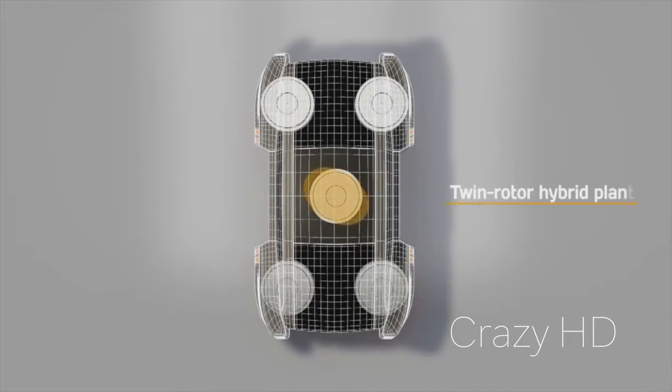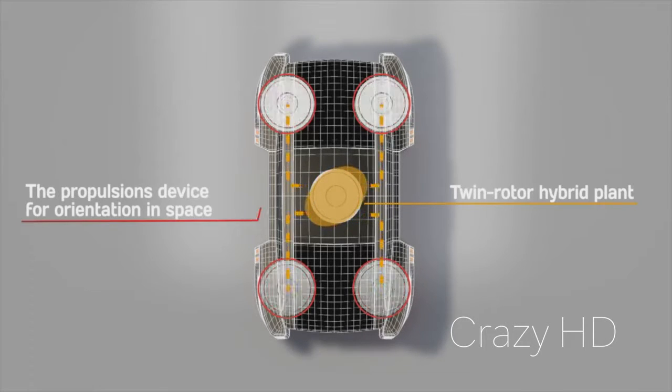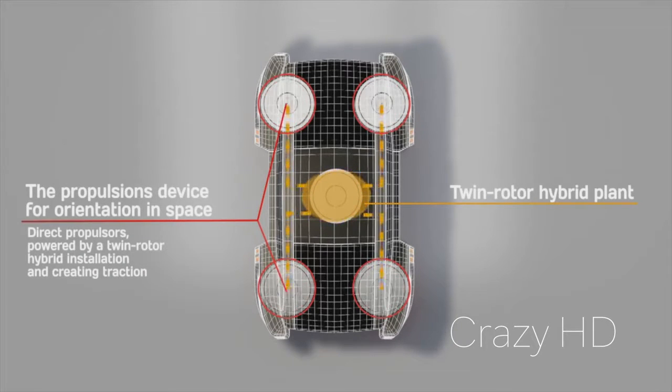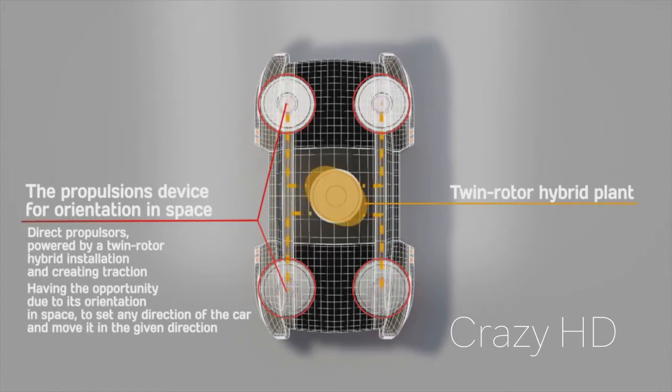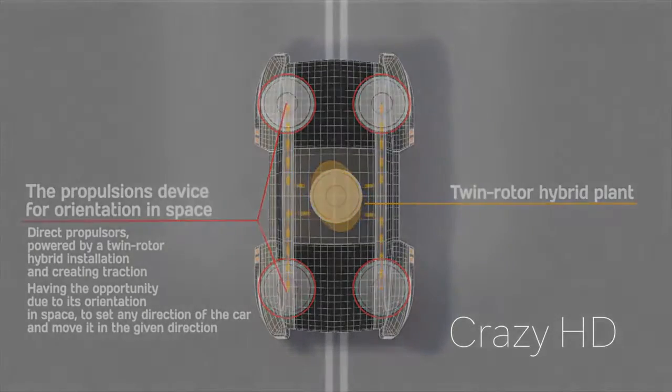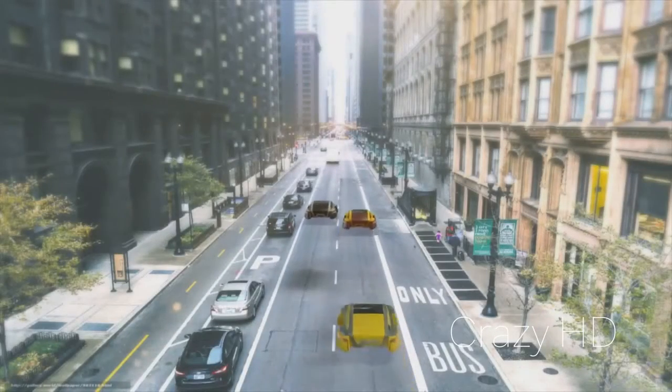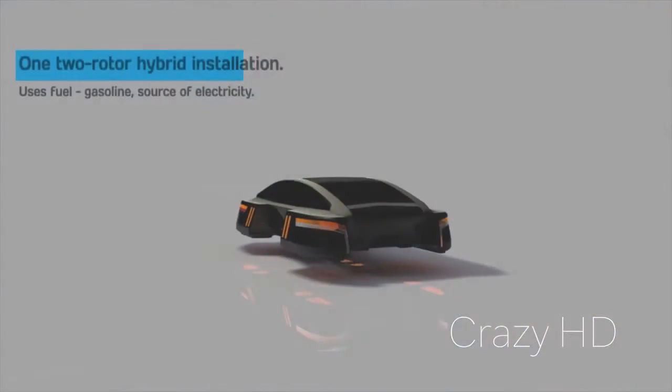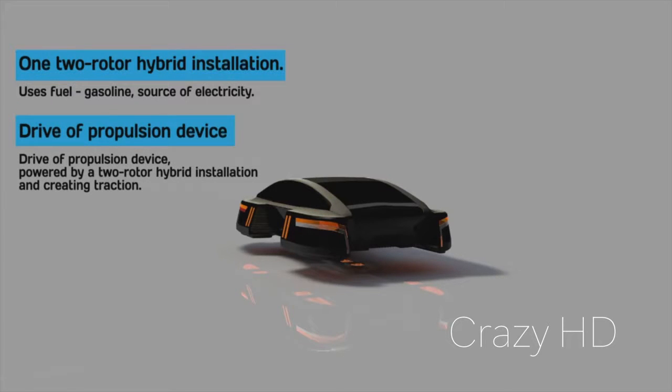Twin rotor hybrid plant. The propulsor device for orientation in space. Direct propulsors powered by a twin rotor hybrid installation and creating traction, having the opportunity, due to its orientation in space, to set any direction of the car and move it in the given direction. 1-2 rotor hybrid installation. Uses fuel, gasoline, a source of electricity. Drive of propulsion device. Drive of propulsion device powered by a 2 rotor hybrid installation and creating traction.